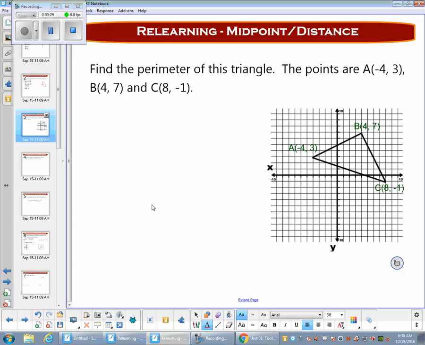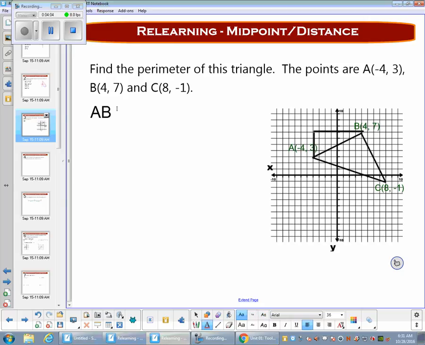Now we want to find the perimeter of a triangle. So we have 3 points labeled here. We want to find the distance of each side and then add them up to find the perimeter. So if I look at the segment AB, I'm going to go from A, go up. Looks like I'm going up 1, 2, 3, 4. And I'm going over 4 plus 4, that's 8. And if you look at these numbers, 7 minus 3 is 4. 4 minus negative 4 is 8.